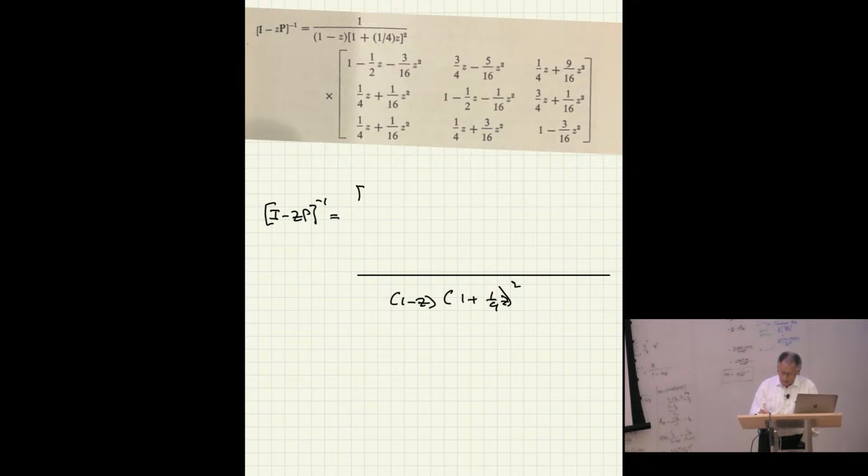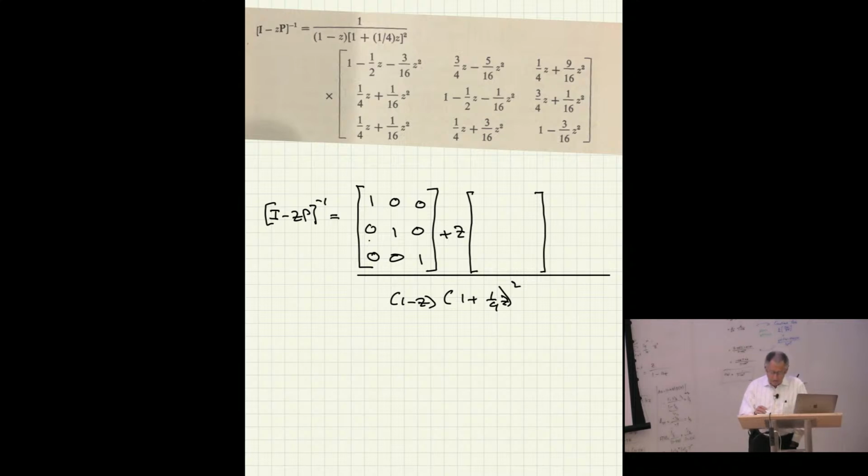And what is that matrix going to be? It's simply the identity matrix. 1, 1, 1, and all the rest are zeros. That's part of the matrix I show on the top of the page. Plus, I'm going to get z times another matrix. And what are the coefficients of that? Well, let's pull it out. The 0, 0th term is minus a half. The next term is right here. It's 3/4. Next term is right here. It's 1/4.